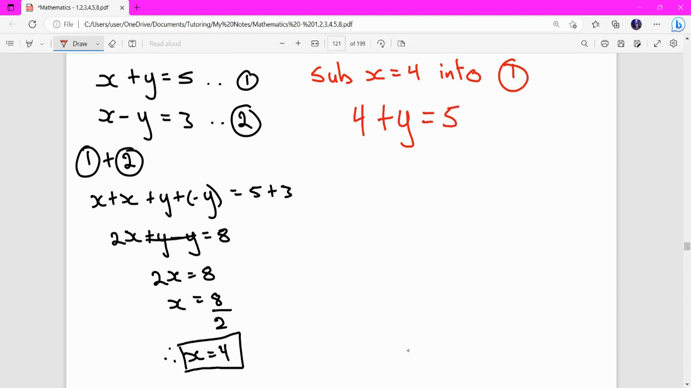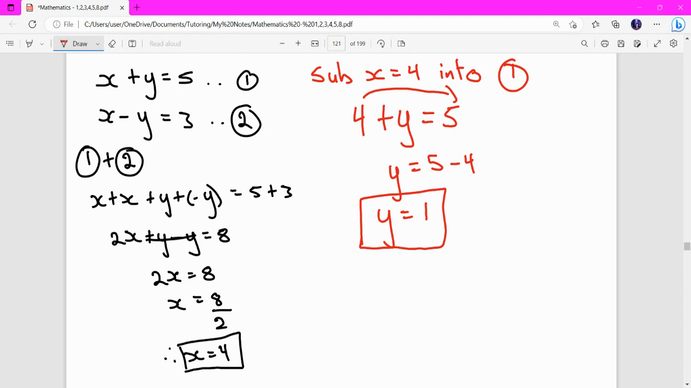Now you're solving for y, so y alone remains on the left hand side. You carry across the 4, so it becomes negative 4. So it's 5 subtract 4. So y is therefore equal, 5 minus 4 is 1, so y is equal to 1. Right?